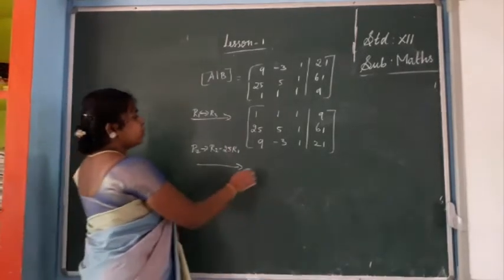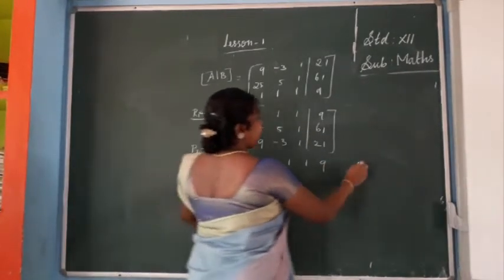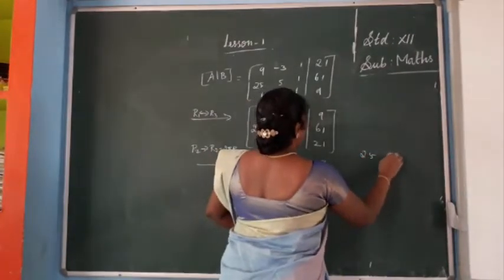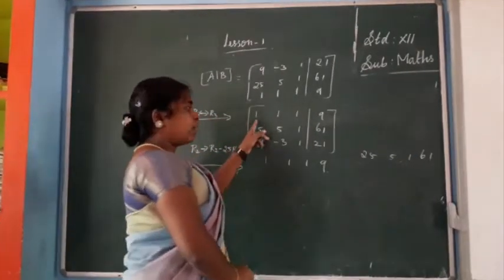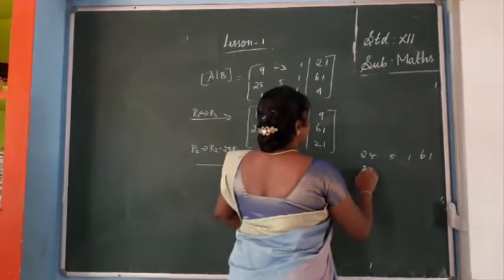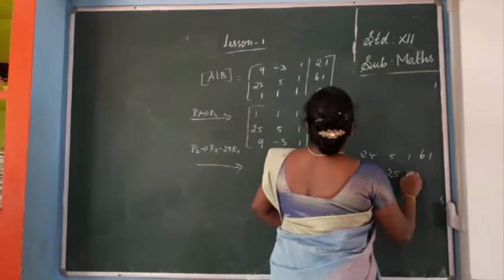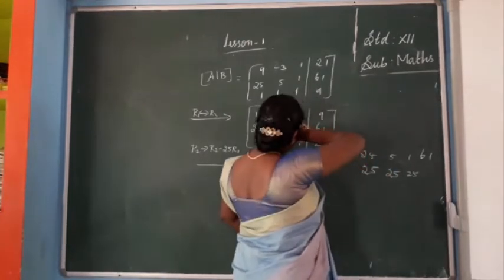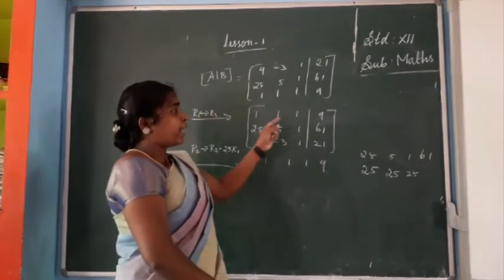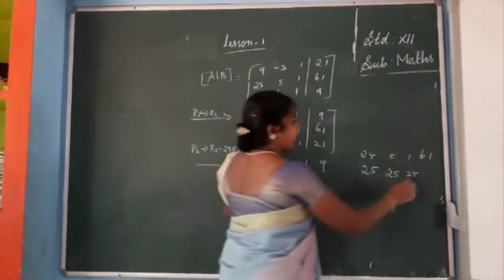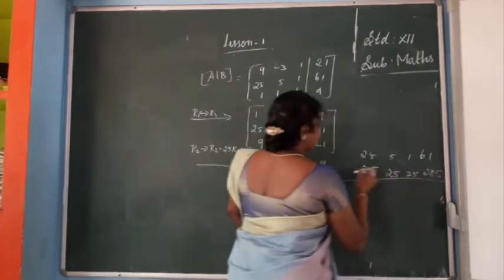Then what do you get? R1 no change: 1, 1, 1, 9. Then R2, first you write R2 here: 25, 5, 1, 61. Then you multiply R1 by 25. So 25 into 1 is 25, again 25, 25, and 9 into 25: 4 25s are 100, 8 25s are 200, 9 25s are 225. Now you subtract.